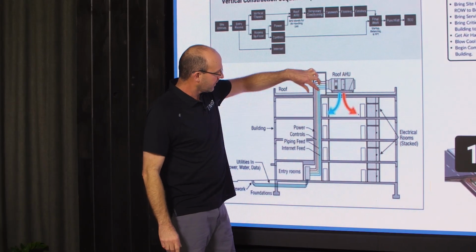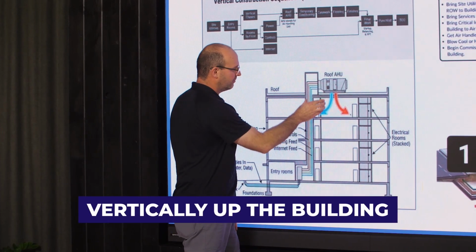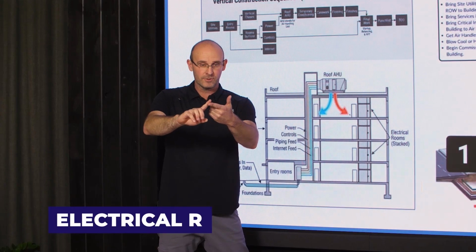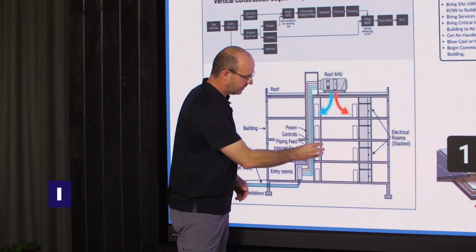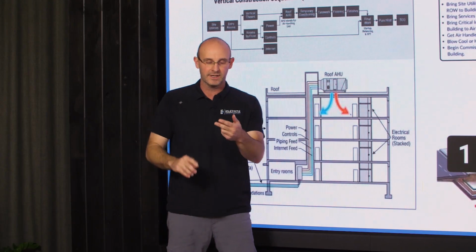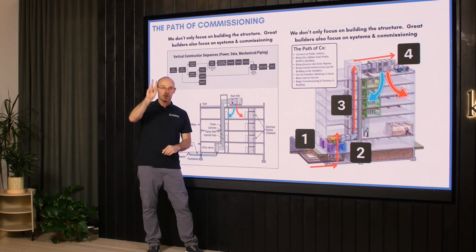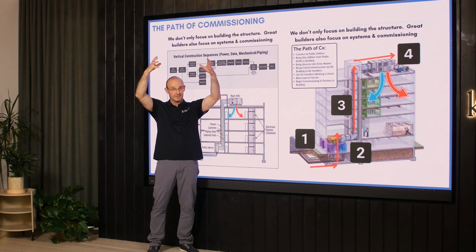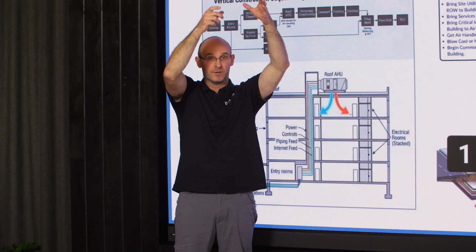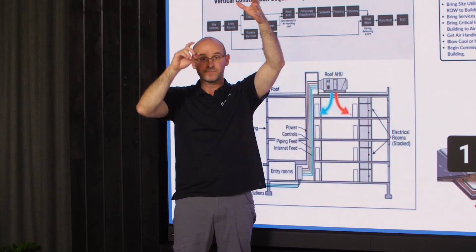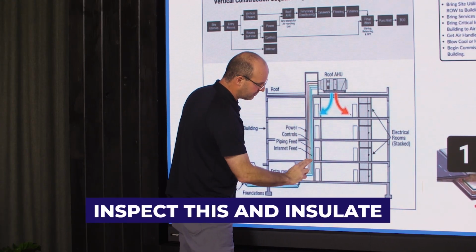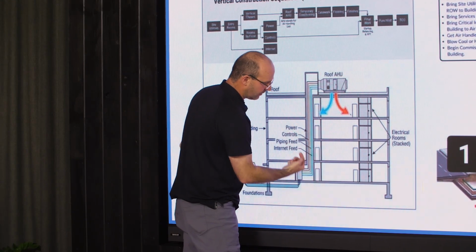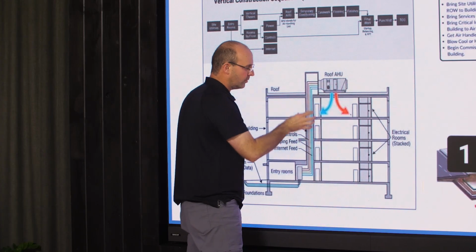Number one, you're going to have to go vertically up the building with electrical rooms, IDF rooms, so you have your main distribution frame down here and then your independent distribution frames up the building. That's going to take power and comms up the building, and then your chases. This is a path of critical flow item. Your duct, your hydronic piping, anything else you have in the chase. It's also critical for these floors because until you inspect this and insulate it, you can't wrap these up. So open hole, open hole, open hole, open hole.